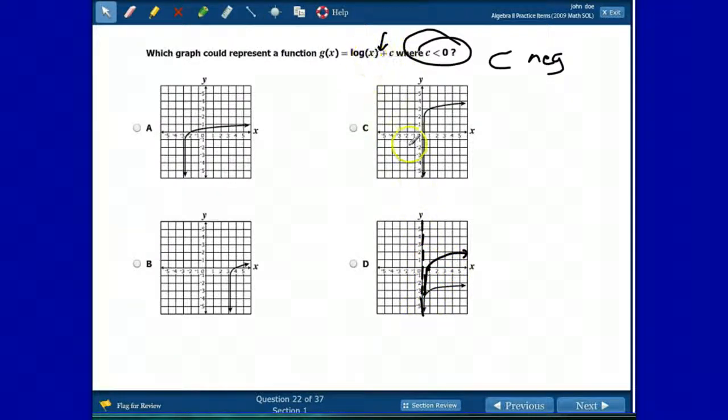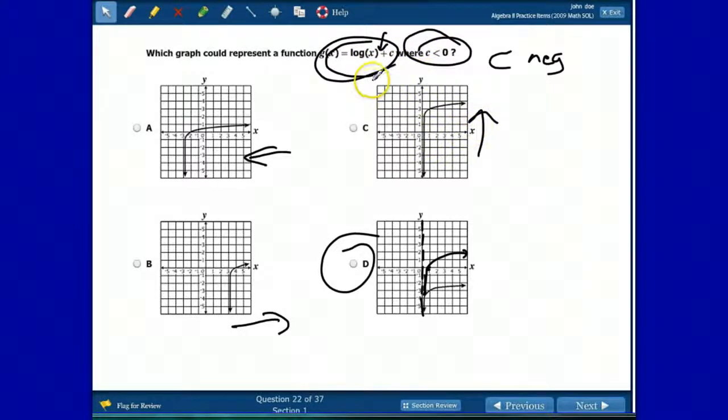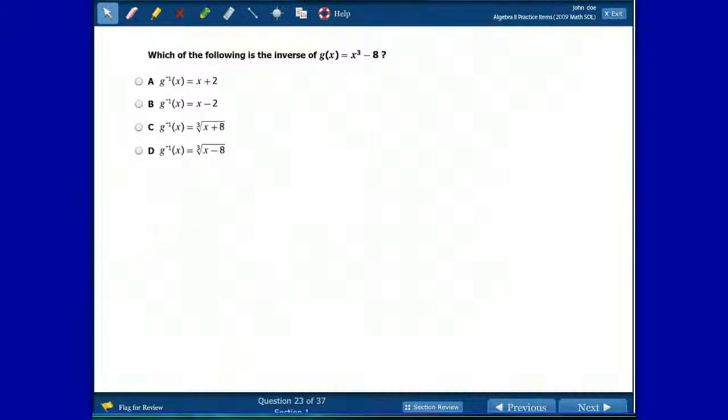Basically, they want to know which graph would show the function moving downward. So D is the only one that moves down. This one moves to the right, this one moves to the left, and this one moves up. Again, if you get stuck, put this guy in the calculator. That's your parent graph. Put that in, look at it, and then look at the other graphs. It's asking you in a weird way what happens when C becomes negative, which means you're moving it down.